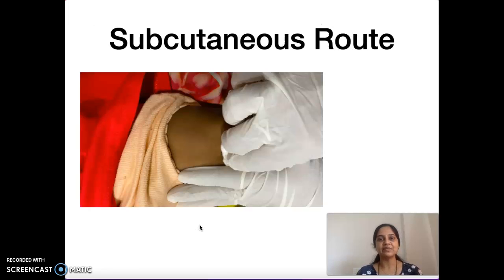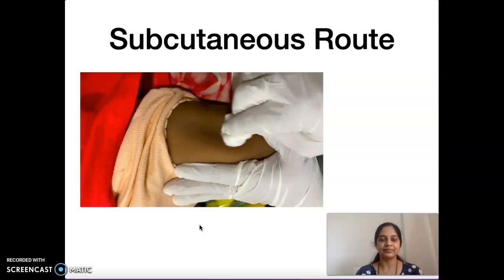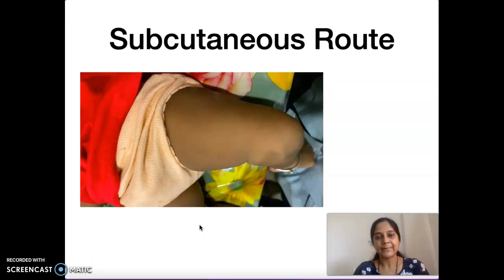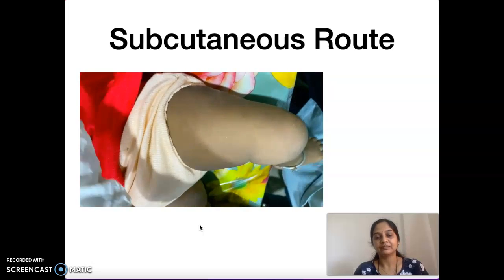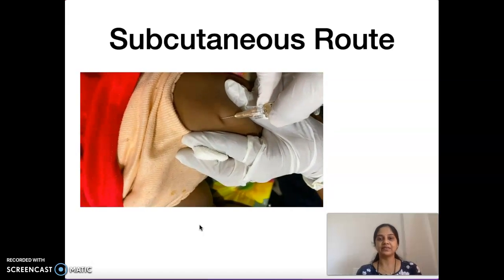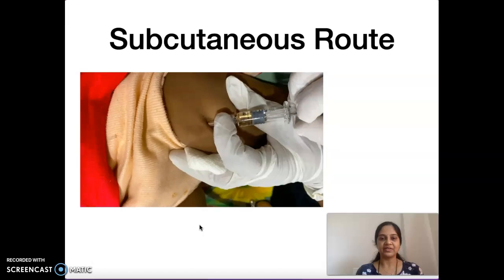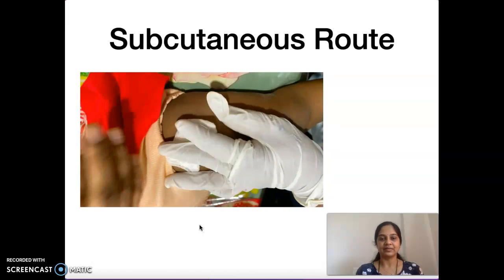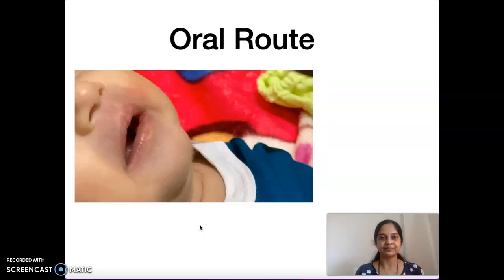So this baby is receiving a measles containing vaccine at 9 months of age. So the vaccine is given at a 45 degree angle. Yes, and that was given at the fatty area of the thigh.